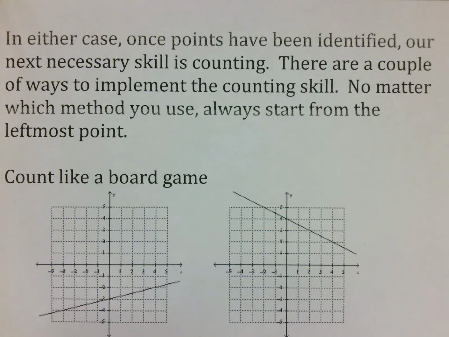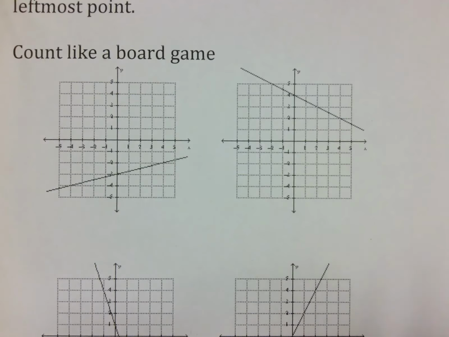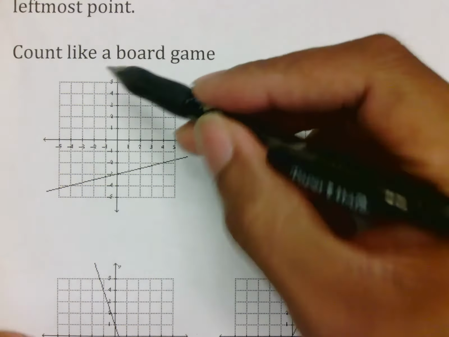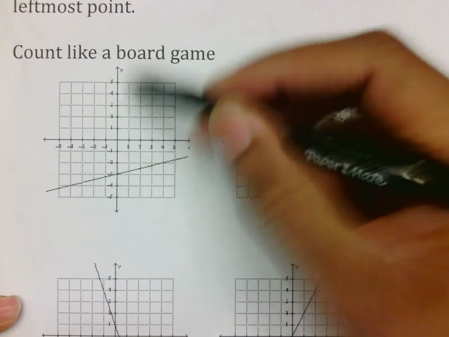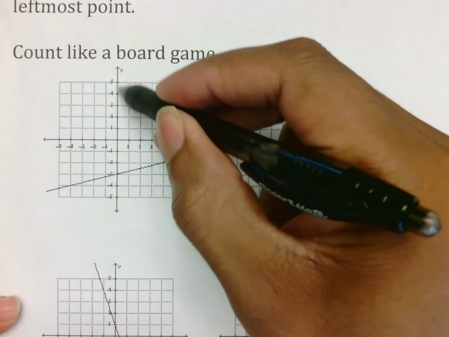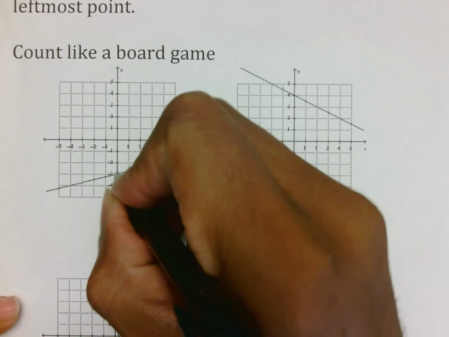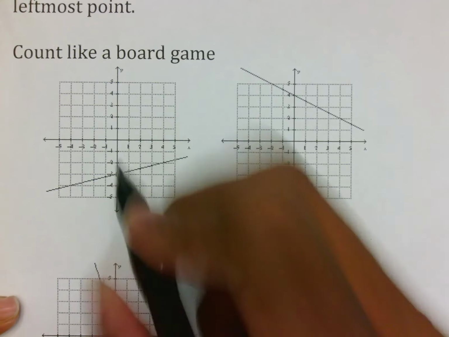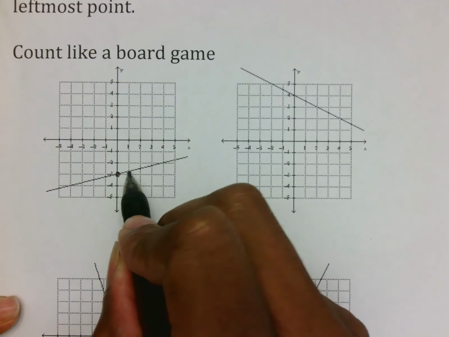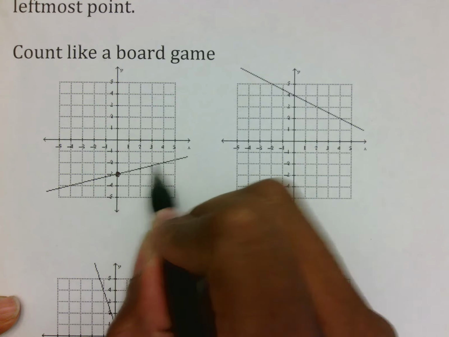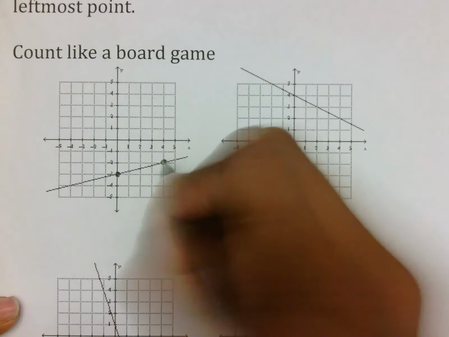There are a couple of ways to implement the counting skill. No matter which method you use, always start from the point on the left. So if we were given these 4 questions here, we follow counting like a board game. Again, identify 2 points. Your first point is typically, unless the problem is just difficult, on the y-axis here. So notice that that crosses right through like it's supposed to. And then from there I usually scan to the right. Yes, that is one right there.